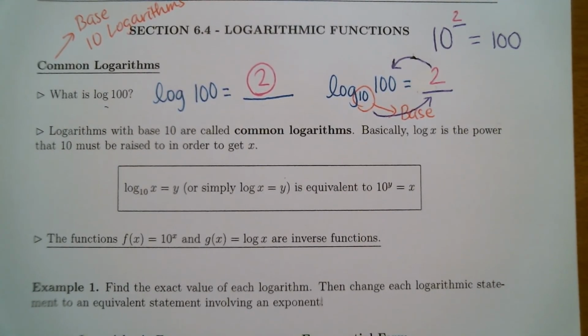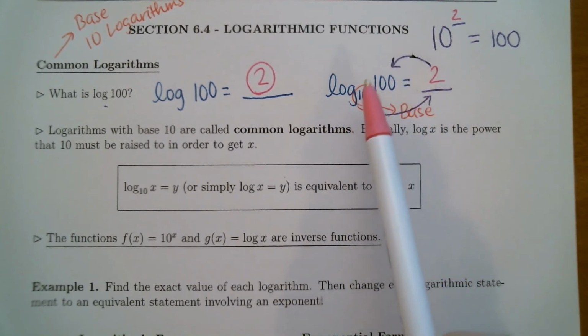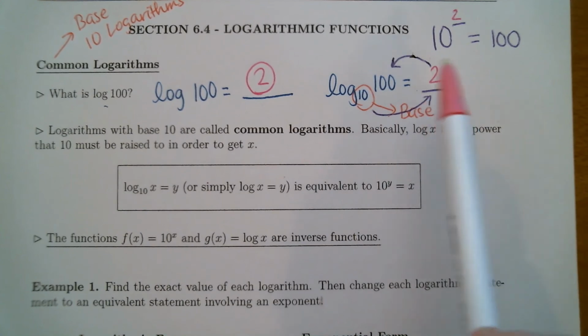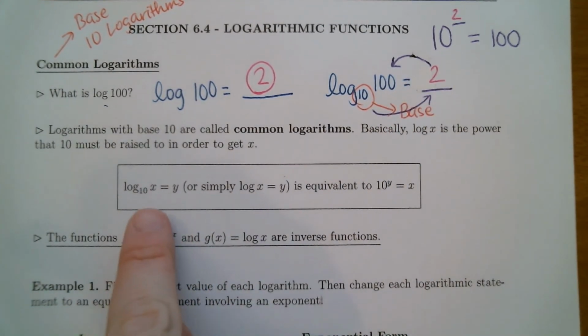All right, so second bullet point here, it says logarithms with base 10 are called common logarithms. And this statement in the box is summarizing what I described in the arrow diagram, or I call it the arrow method. If you see this statement, and remember, if it's log, most of the time you're not going to see that little 10.